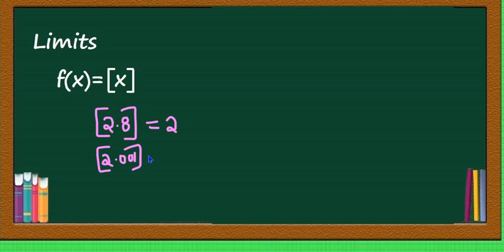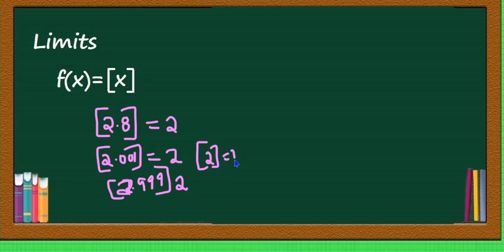2.001 is also equal to 2. And what is the box of 2.999? 2.999 is also equal to 2. And what is box 2? Box 2 is also equal to 2. Greatest integer function of 2 is also equal to 2. And this is the definition of the greatest integer function.